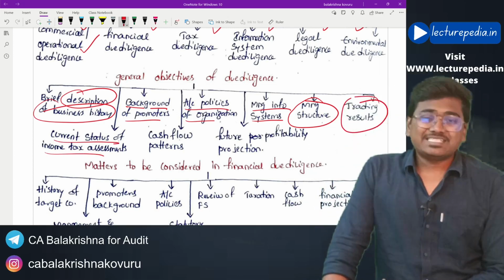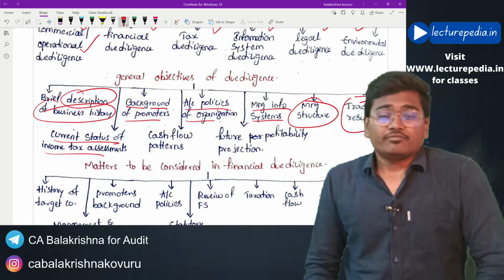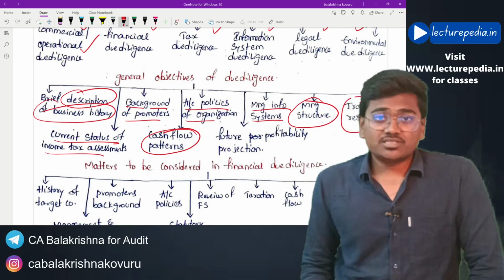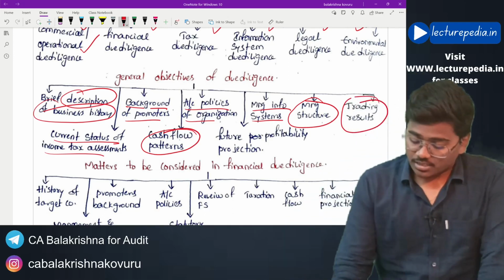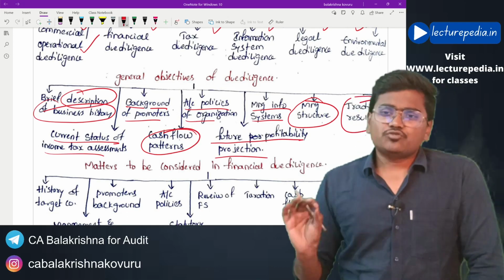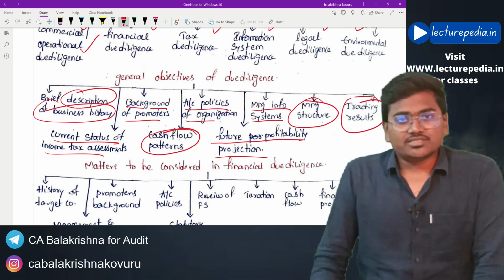income tax assessments, whether there are any pending litigations against the company with regard to income tax, and what are the cash flow patterns that the company is generating, and what is the future profitability projection. These would be general objectives of any type of due diligence.